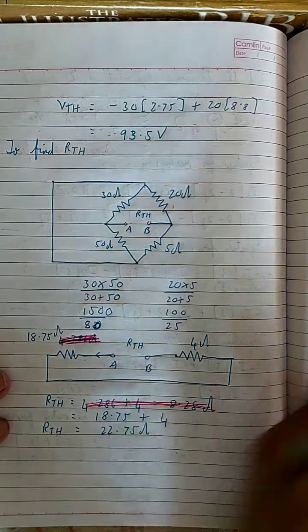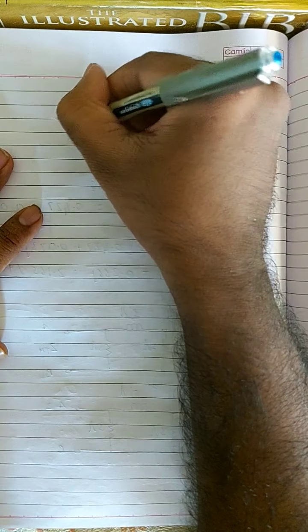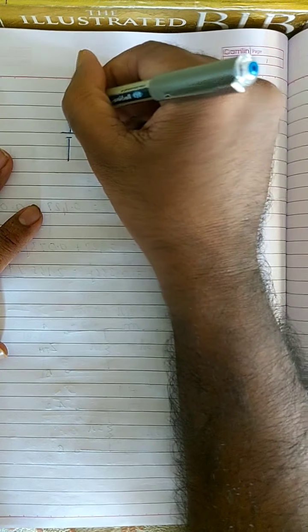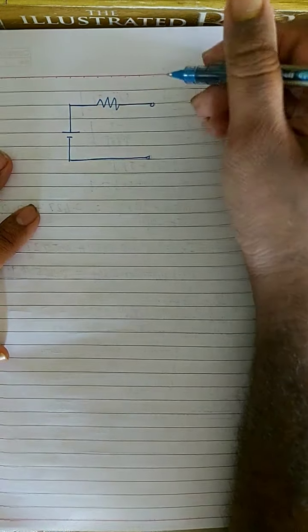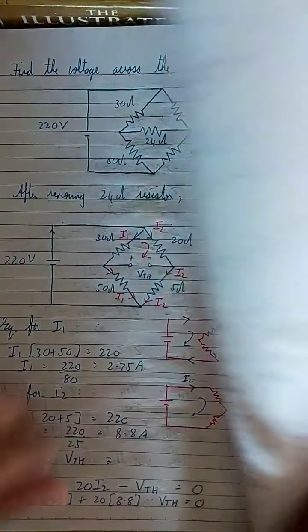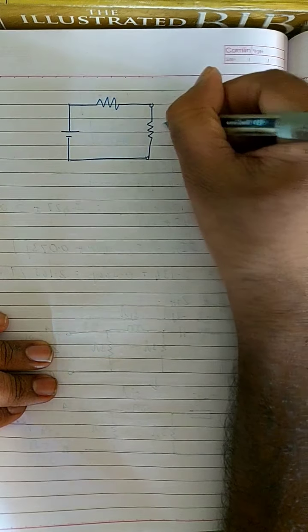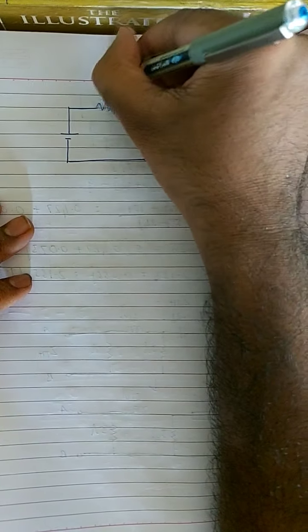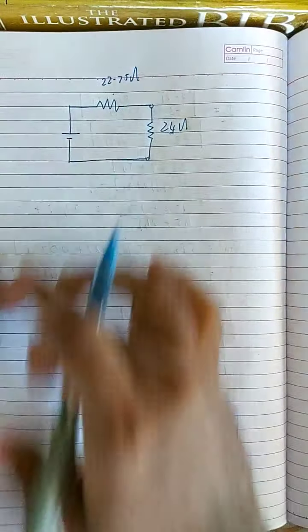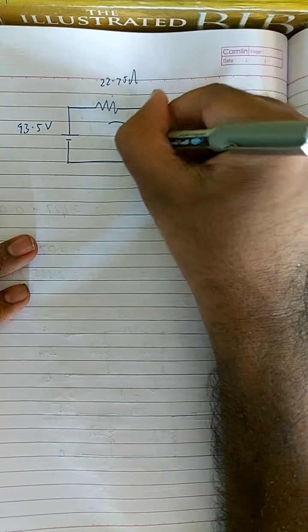Now I can find my current through the 24 ohm resistor. We have a Thevenin's voltage and a Thevenin's resistor over here, and my load resistor is the 24 ohm. This resistor which I removed, I'm going to put back in its place, so it will become like this. This is 24 ohm, and RTH is 22.75 ohm. And VTH is 93.5 volt.